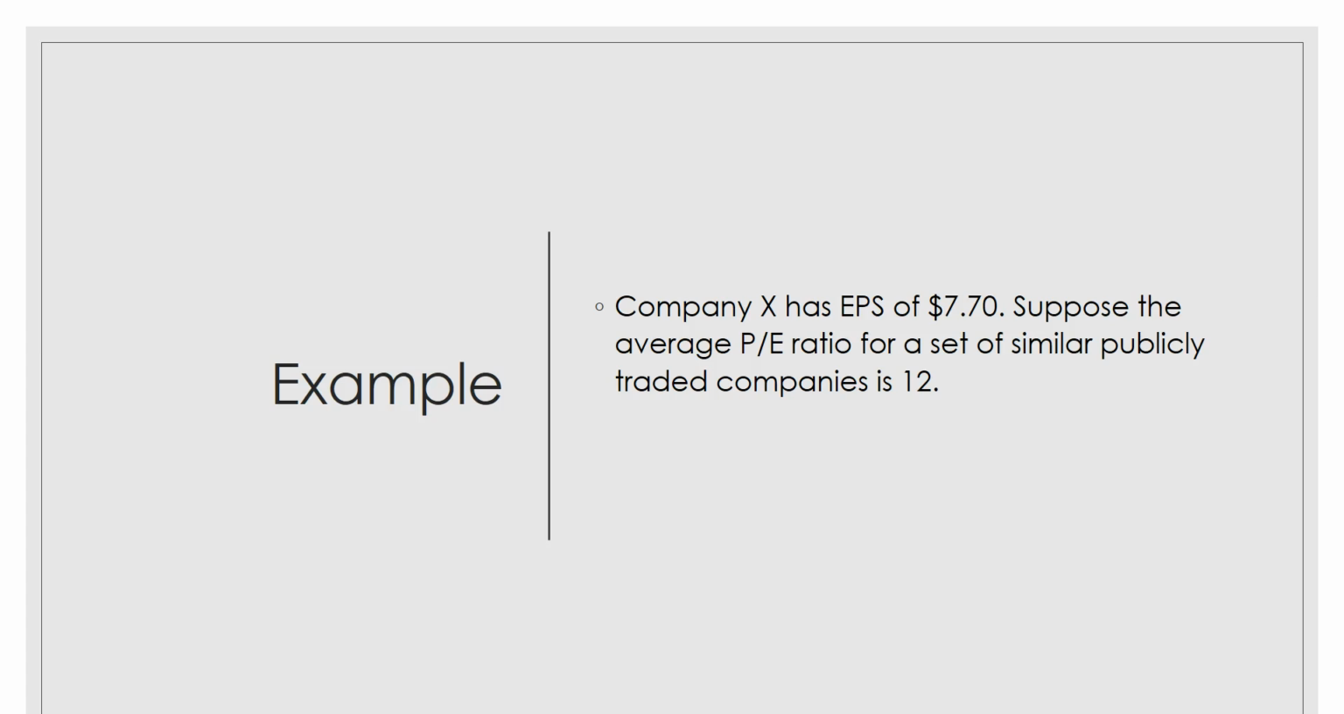And here's an example. Company X has expected earnings per share of $7.70. The average price earnings ratio for a set of similar publicly traded companies is 12. That means that investors are willing to pay $12 for every current dollar in earnings. So the intrinsic value would be the expected earnings per share of 7.70 multiplied by your price earnings multiple of 12, so $92.40. So it's a real nice, easy way to quickly evaluate the price of a company.